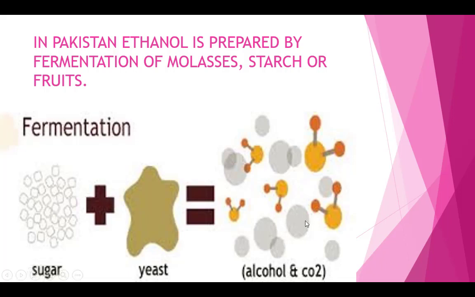Look, dear students, in the fermentation, this is the sugar and this is the yeast. This yeast will secrete some particular enzymes which will act on this sugar, and this sugar will be converted into alcohol and carbon dioxide. These are alcohol molecules and these are carbon dioxide molecules. Sugar, with the help of yeast, is converted into alcohol and carbon dioxide.